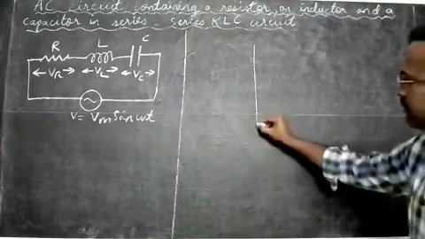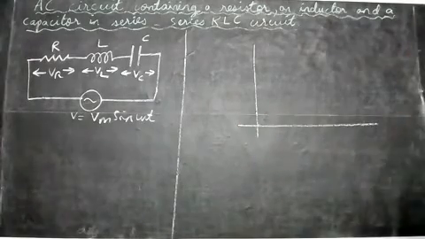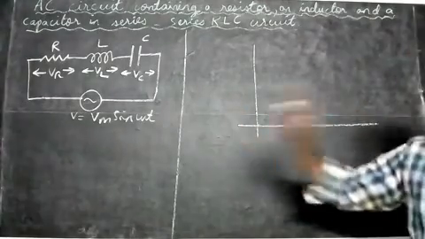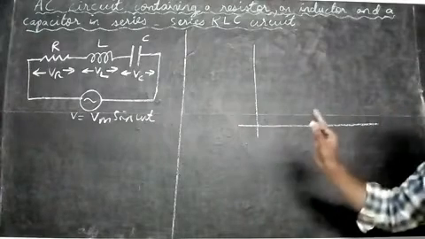I'll draw up to here. Okay, because we must write some things here. And using the phasor diagram only, we want to understand the concepts here. So phasor means what? It's a rotating vector.